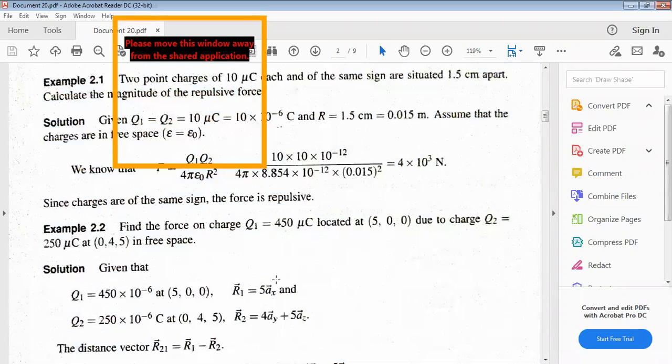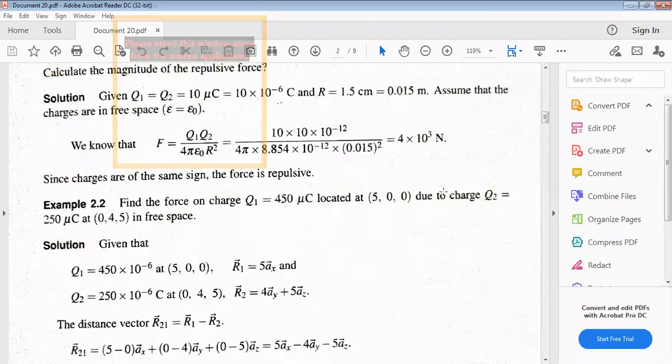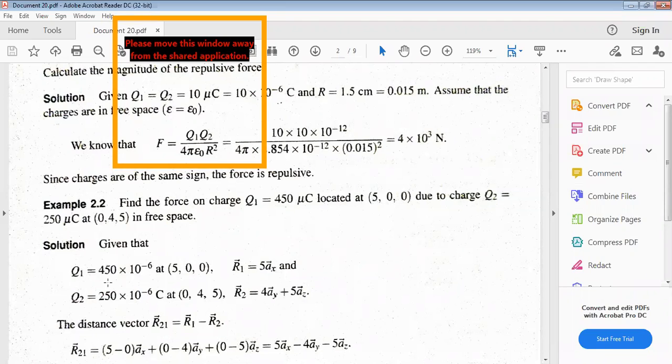See here, another problem. Find the force on charge Q1, 450 microcoulomb located at 5, 0, 0 on the x-axis, right? Y equals 0, z equals 0, due to the charge Q2 of 250 microcoulomb. How much force acts on that 450 microcoulomb due to that 250 microcoulomb? Q1 is located on the x-axis at a distance of 5 meters, and Q2 is located at the Y and Z intersecting point. This is the situation.